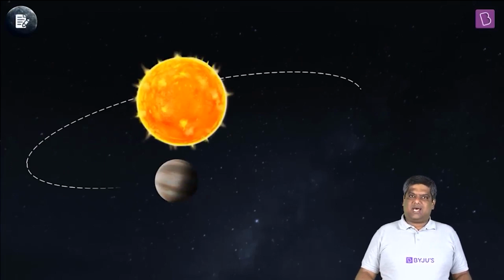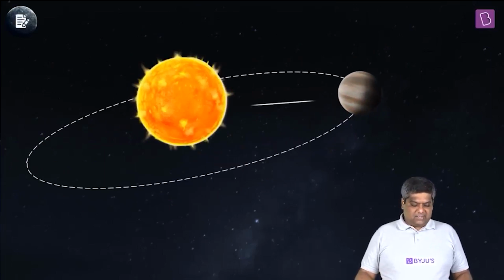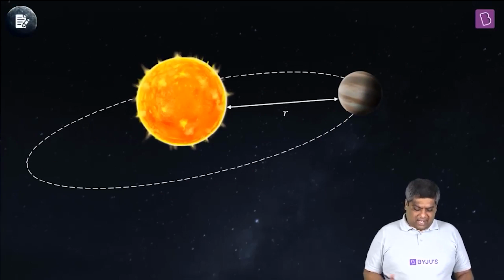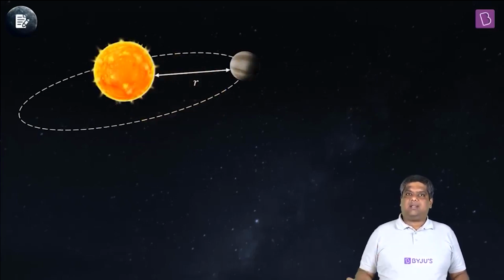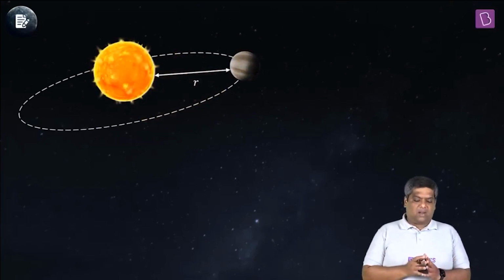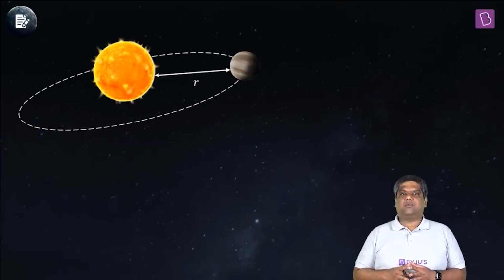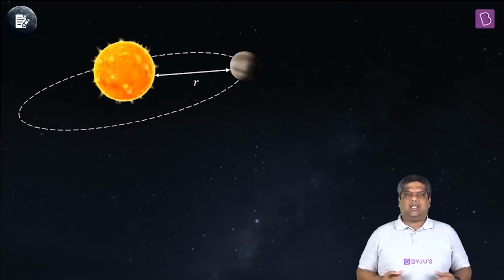So here is a beautiful animation of a planet moving around a massive star, right? So it's going in a circular orbit of radius r. And now, if the gravitational force between these two is proportional to 1 by r to the power 5 by 2, then the square of the time period of revolution is proportional to what? That is the asked question.